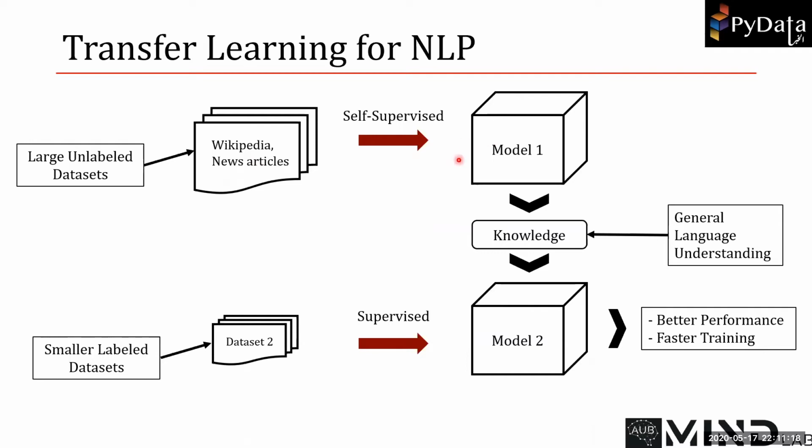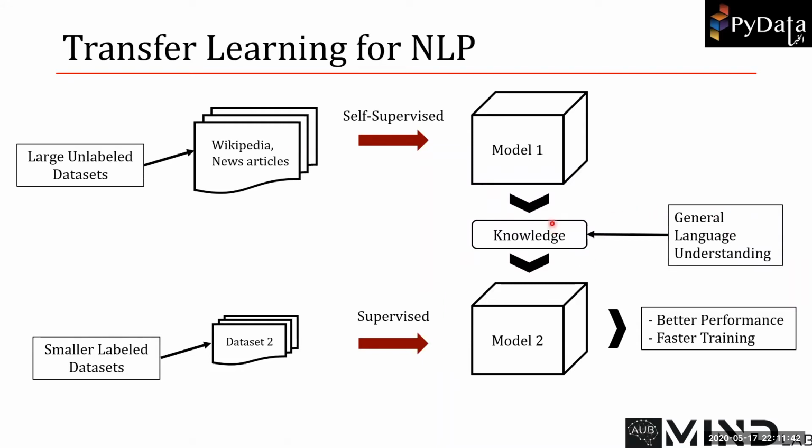So model 1 will acquire knowledge about the language or about the semantics behind the language that we train on. If we train on English, it will understand subject-verb agreement. It will try to understand the gender. It will understand relations, hyponyms, synonyms. It will gain some general understanding about the language.